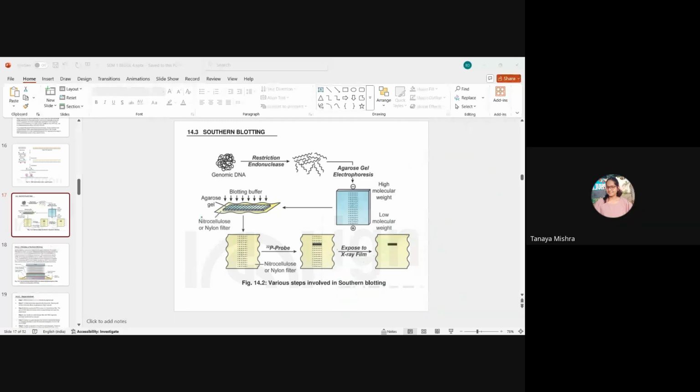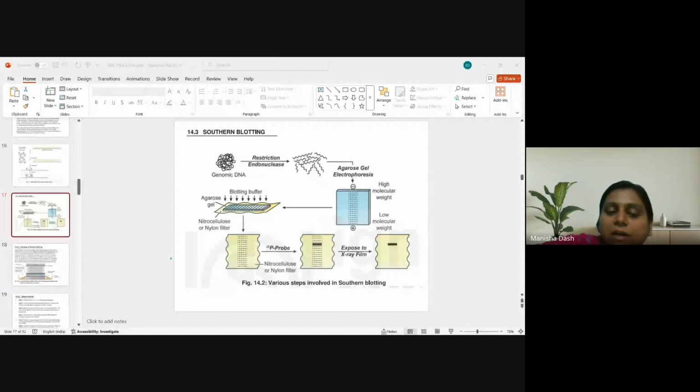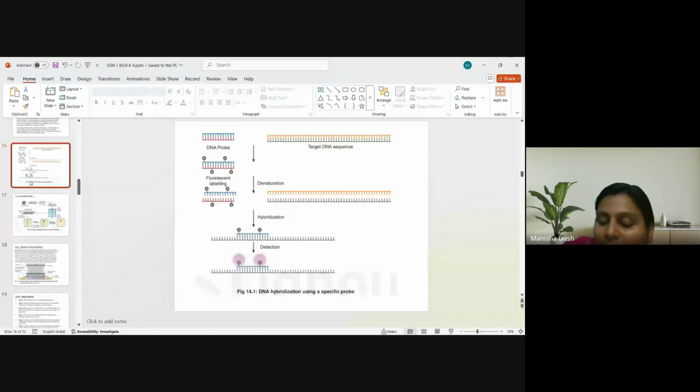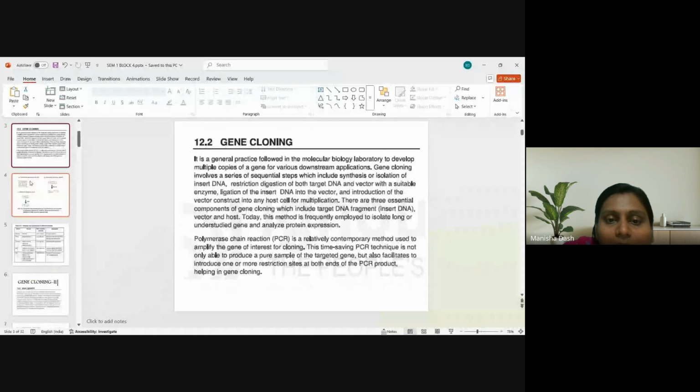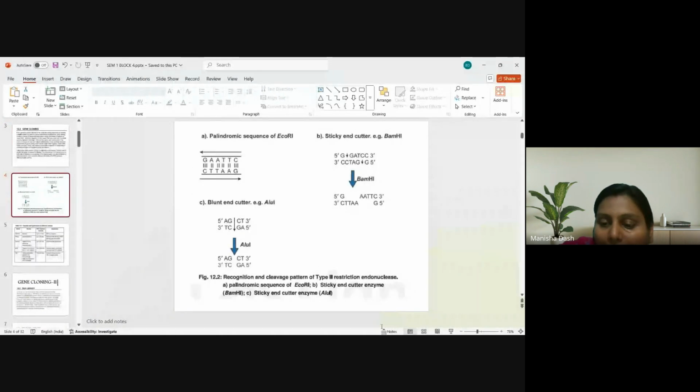And how many base pairs can a restriction enzyme identify? It depends, actually. The palindromic sequences are different for different sets of enzymes. You have to memorize that part. Here I have cited only two to three examples. Like here, you see, this is visible to you.